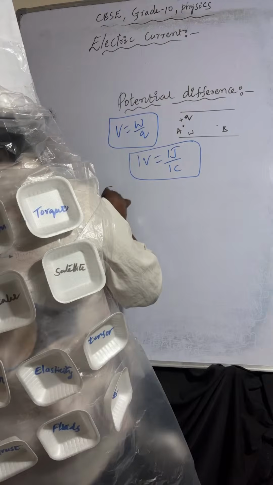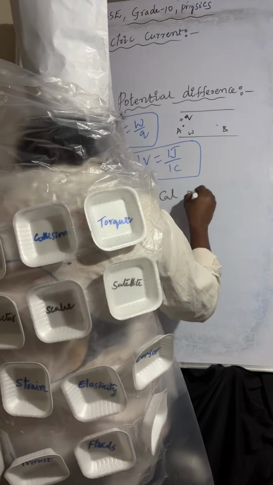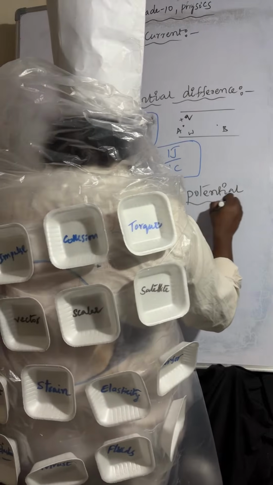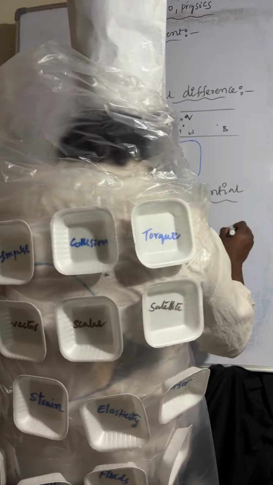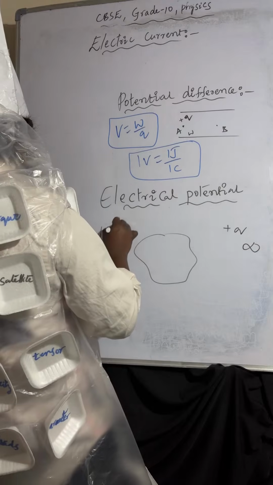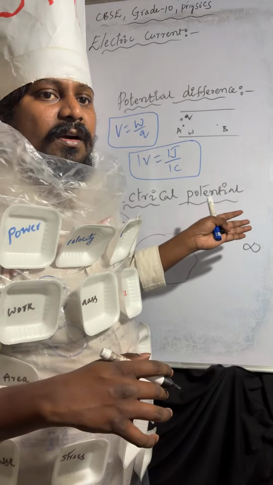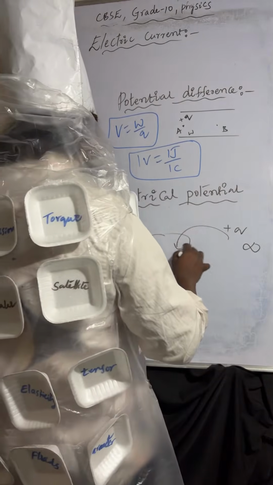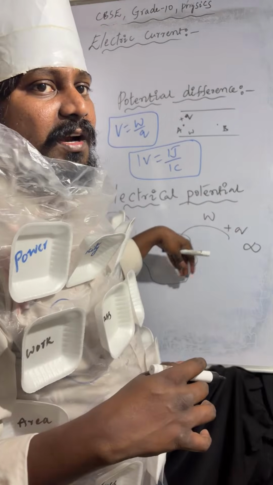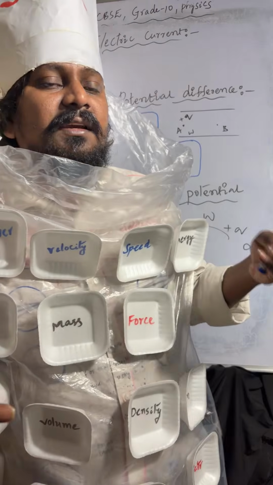Electrical potential. So electrical potential is nothing but, this is a positive charge at infinity, and this is the required place. We are doing some work to bring a unit positive charge from infinity to the required field. The work done to bring a unit positive charge from infinity to the required field is called electrical potential.